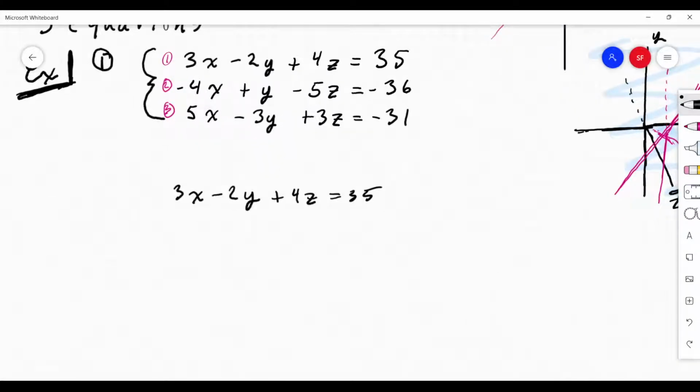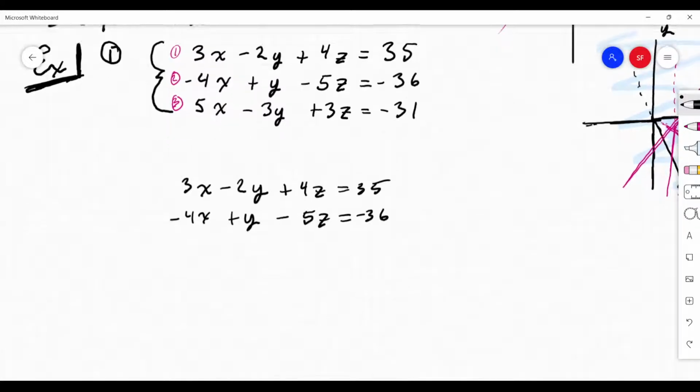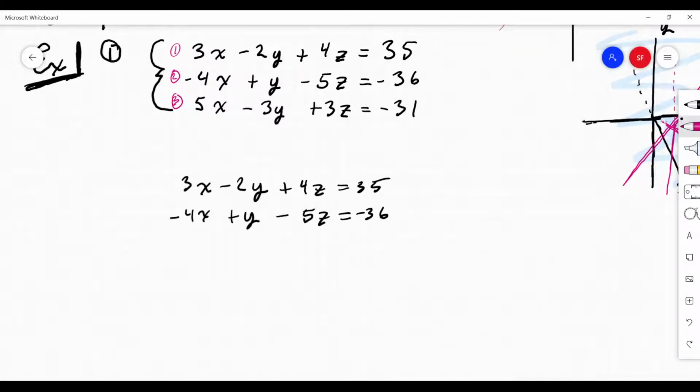And then we're also going to write equation number 2. So we're going to write negative 4x plus y minus 5z equals negative 36. All right, so what we're going to do, like I said, we're going to use elimination on this. And we're going to eliminate just one of the variables. Now, there's 3, so it's not going to be quite as fast, which we probably should have expected, since we're solving a much more complicated thing here, right?